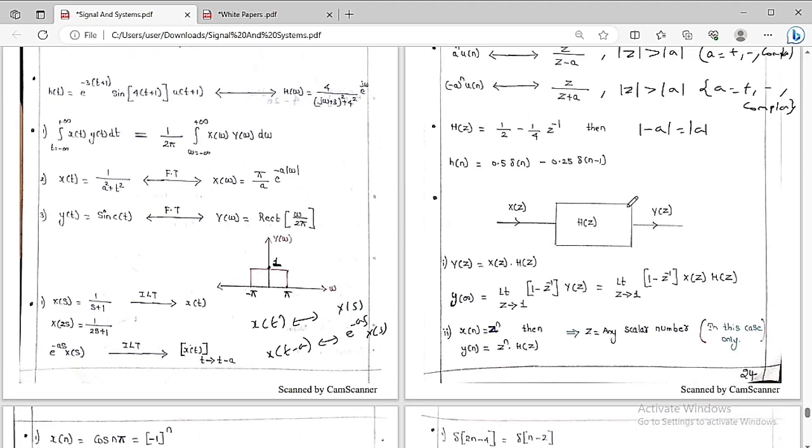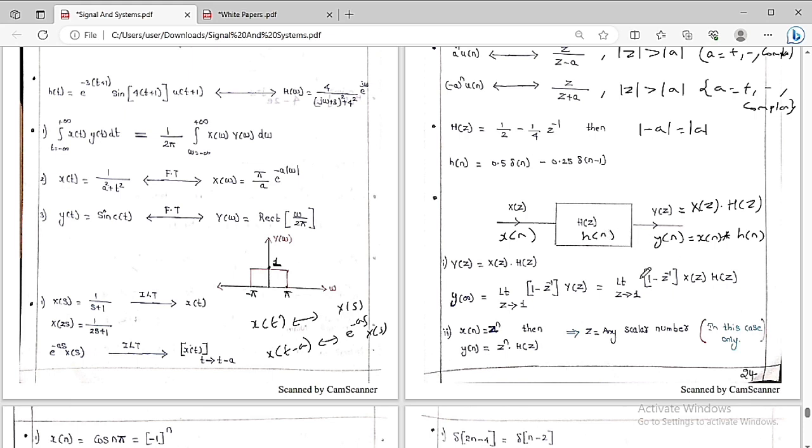Now the next point: suppose you take an LTI system, where the input is x(n) and the impulse response is h(n). Then what is y(n)? y(n) is equal to x(n) convolution h(n). Now we take the z transform: the z transform of x(n) is X(z) and of h(n) is H(z). Then what is Y(z)? Convolution becomes multiplication in the z transform, so Y(z) is nothing but X(z) into H(z).